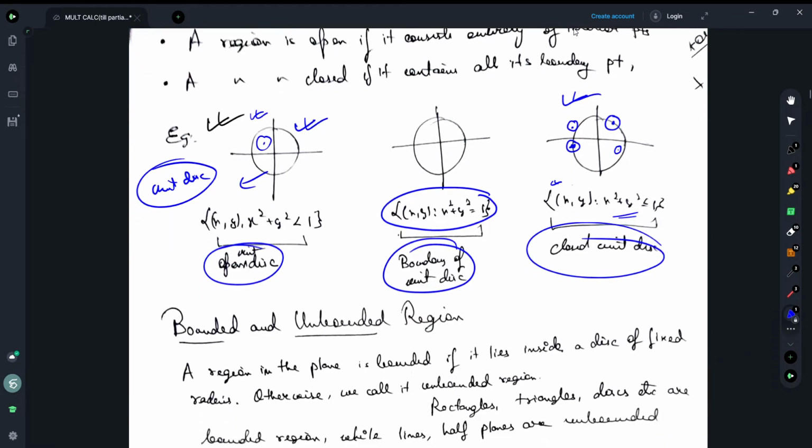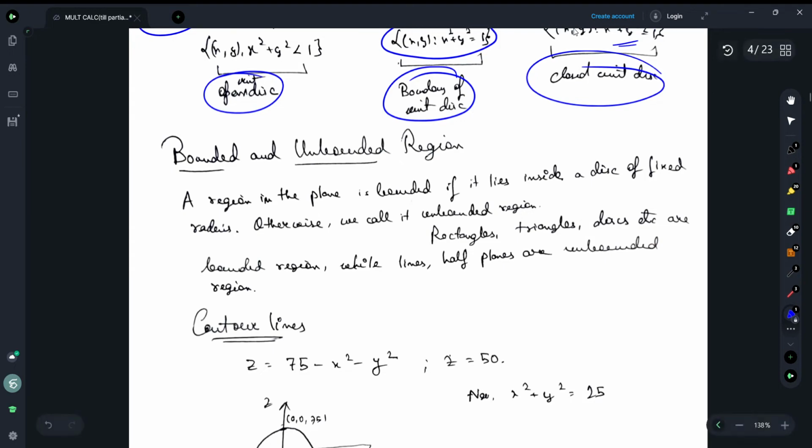Clear? Let's come to the concept of what is a bounded region and what is an unbounded region. A region in the plane is bounded if it lies inside a disk of fixed radius. Otherwise, we call it an unbounded region. Is it clear? I will be explaining it.